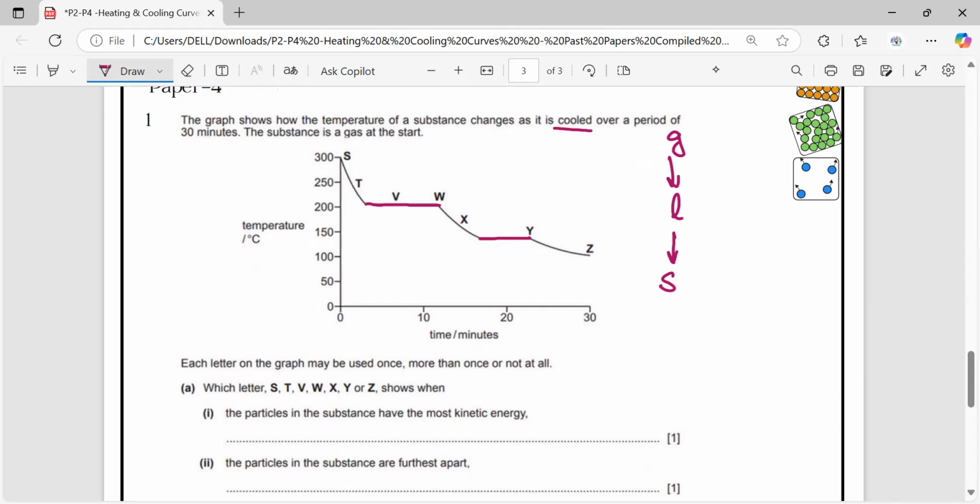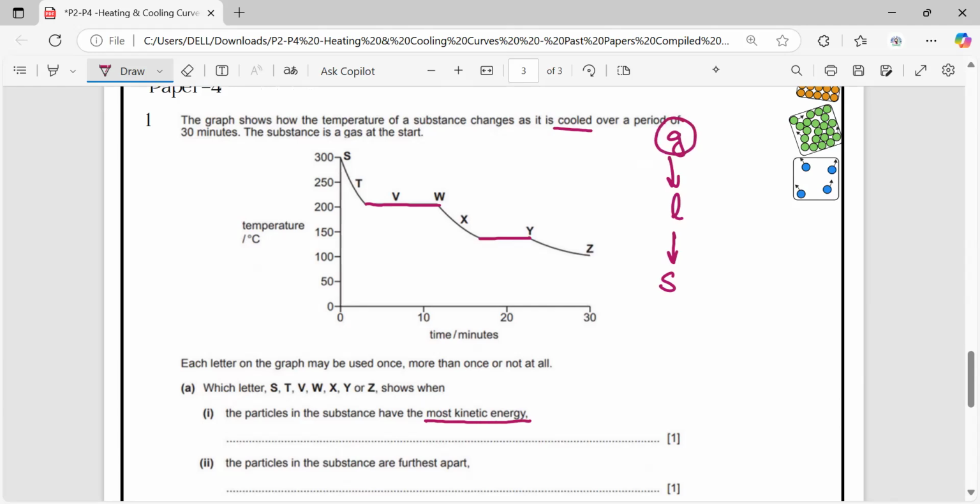So which letters S, T, V, W, X, Y, or Z show when the particles in the substance have the most kinetic energy? So we have to use these letters to give the answer. At which stage do the particles have the most kinetic energy? Okay, first think of solid, liquid, gas. Which particles have the most energy? Which state?